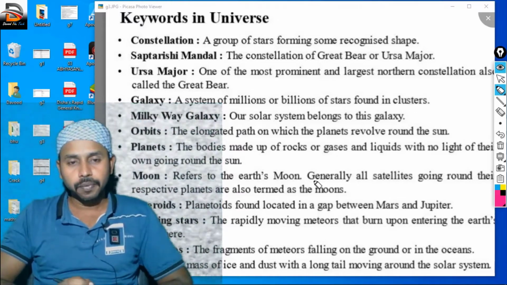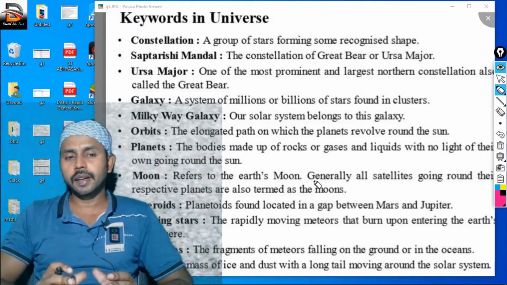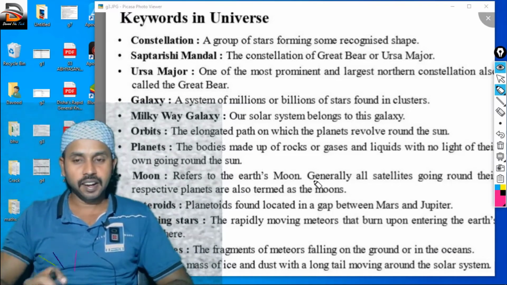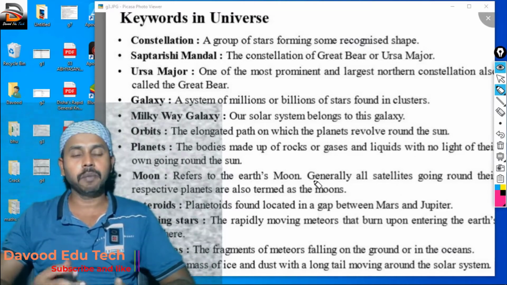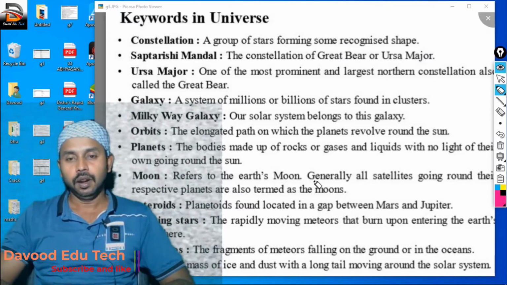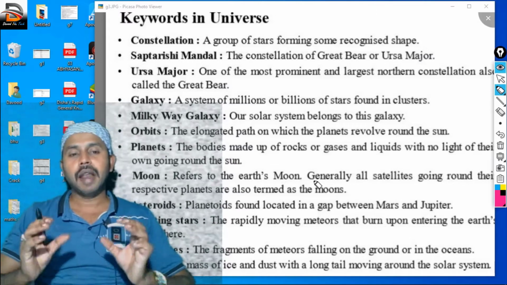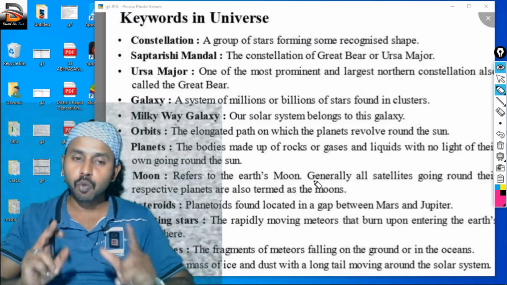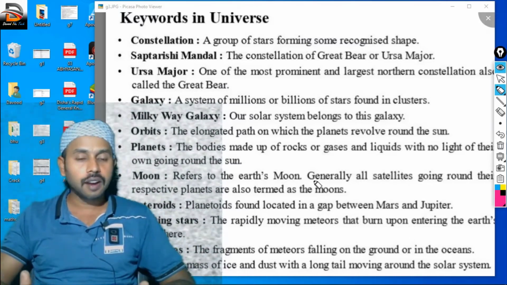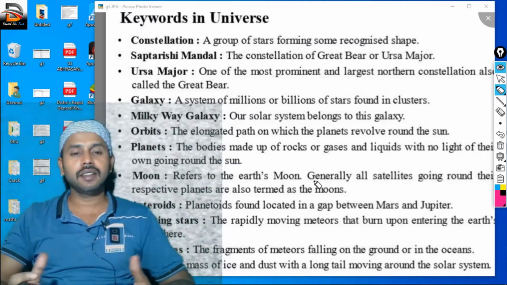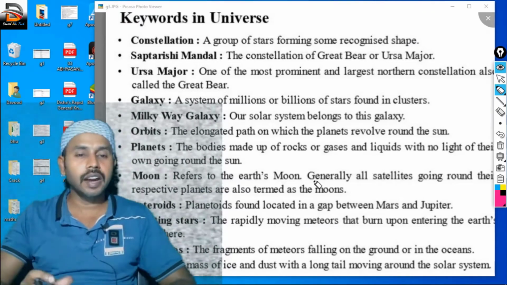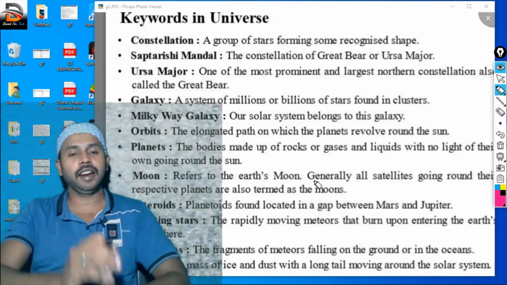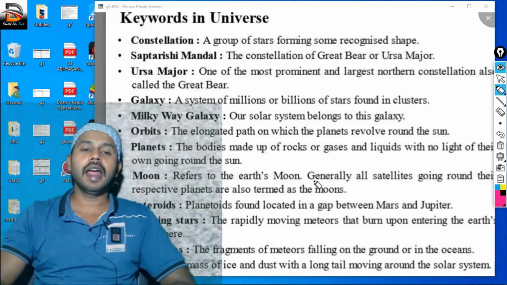Okay, next one, moon. The moon is the Earth's moon. Earth has one satellite, which we call the moon. Generally, all satellites going around their respective planets are called moons. Every planet has its own moons. Our Earth has one moon, and its name is just Moon, but Jupiter also has moons. Different planets have different numbers of moons, indicated by different names. The moon is nothing but a natural satellite. Understand? The moon is nothing but a natural satellite.